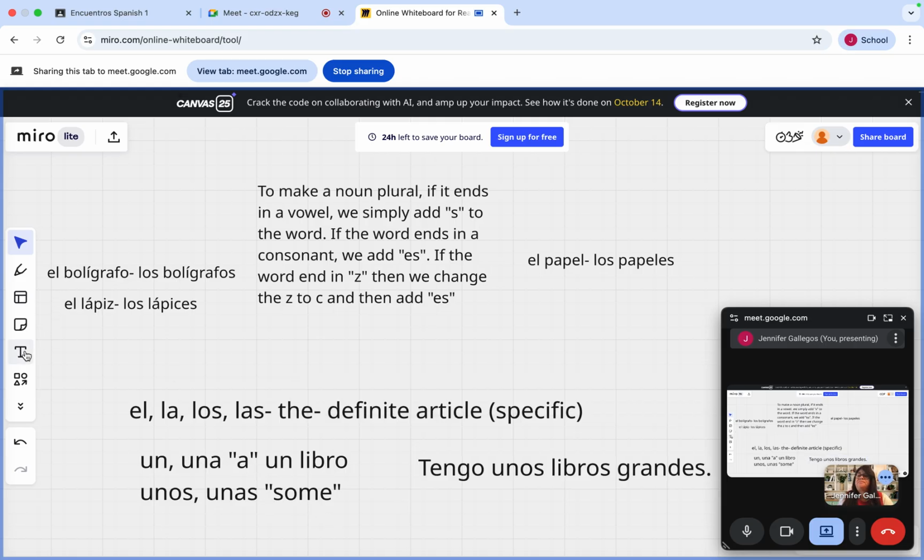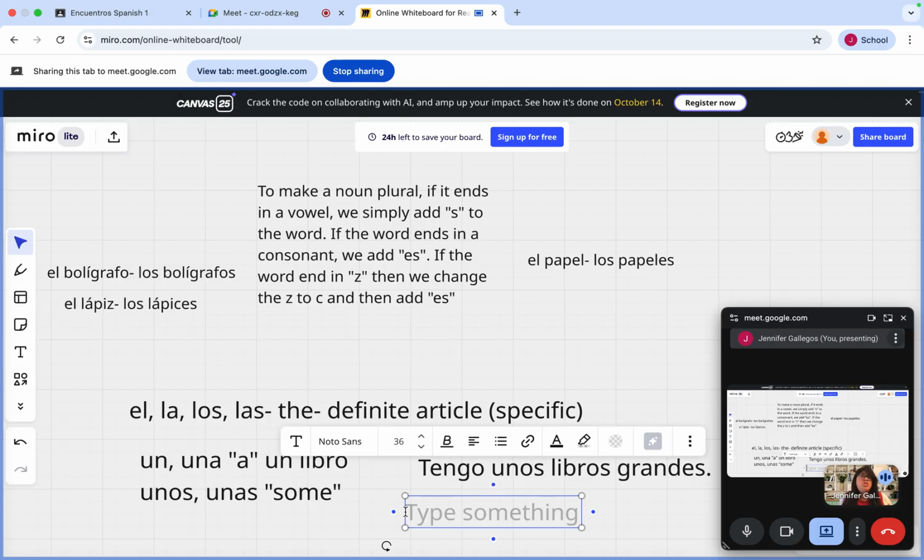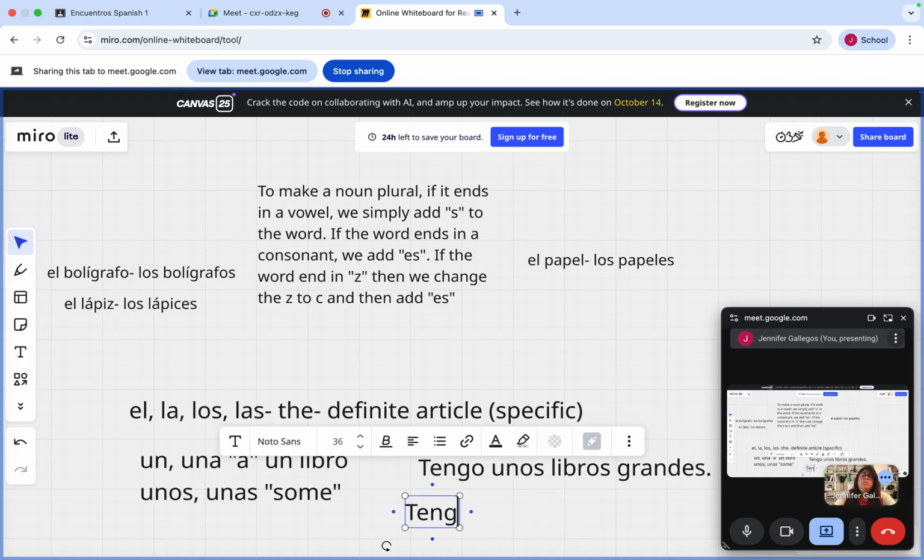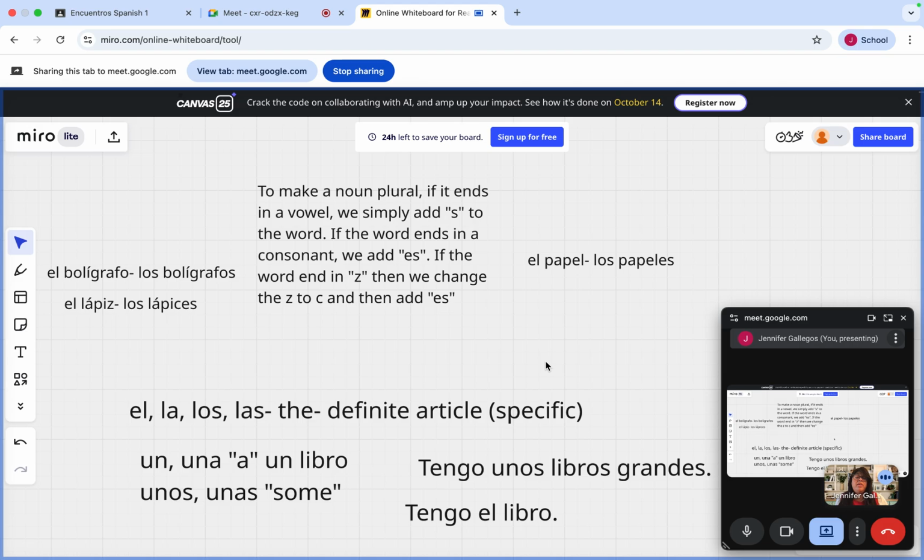Now, imagine you've not brought your book to class all week and you want to tell me, I brought the book. Tengo el libro. So today I have it. Today I brought the book. So when you say the book, I know specifically which one you're referring to, and it wouldn't be just any random book.